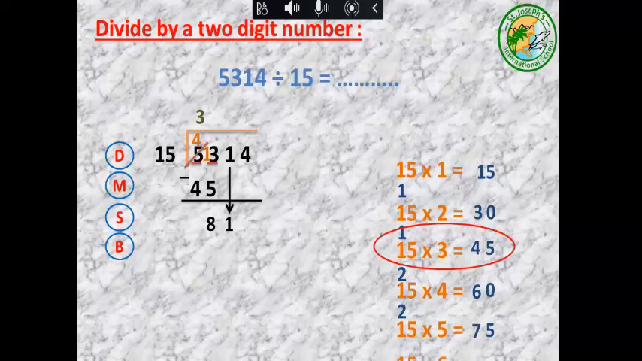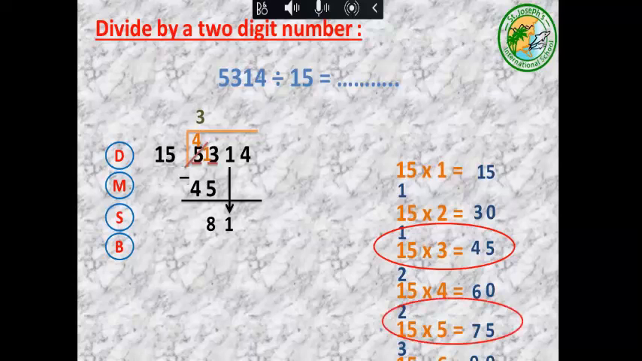15 times 6: 5 times 6 equals 30, write 0 and carry up 3. 1 times 6 equals 6, plus 3 equals 9. So 90. I need 81, so I will choose the smaller number.